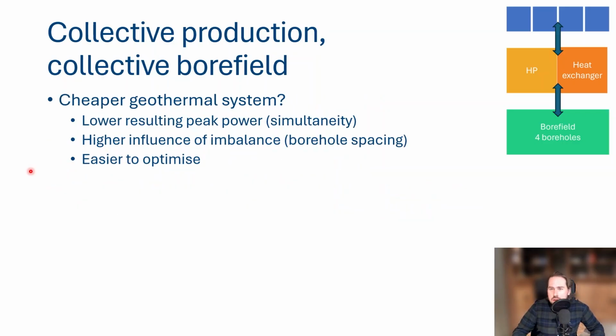So is this a cheaper geothermal system? Well, now we have for sure a lower resulting peak power because we really have simultaneity, because it was taken into account when we were designing the heat pump itself. We have a higher influence of imbalance, right? Just like before, but now it's easier to optimize it because we can do regeneration, because we have a central plant room and we have a central control mechanism. But yeah, is it cheaper?